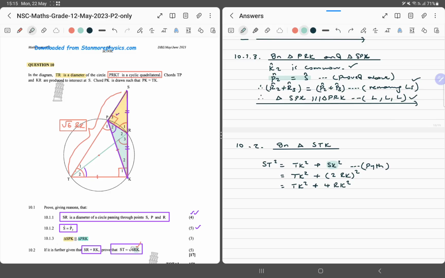So the key is that we need to make TK look like this one, because if we can, then we know that we already have 4. So it has to be 2RK, RK squared, of course. If we can get this to be 2RK squared, then we're going to have 2 plus 4, 6. Then we take the square root, it's going to be square root of 6 over that. So we already have a clue that we've done half of the job.